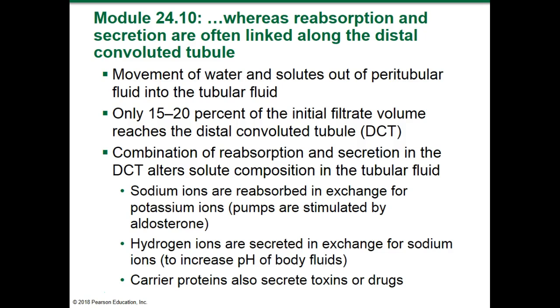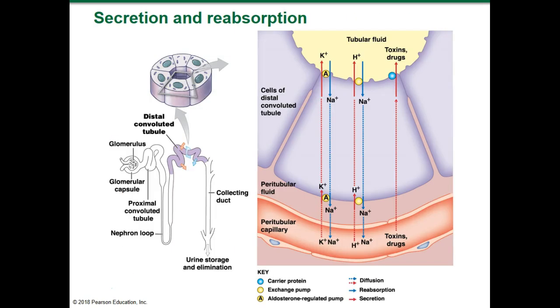Carrier proteins also secrete toxins or drugs. So at this point in the distal convoluted tubule, if we have extracted some toxins or drugs out of your system, we're going to put them into the urine at this point. So again, this is the graphic showing all of what we just talked about. We're at the distal convoluted tubule. Notice we've got things going both directions. We're pulling out sodium, but we're putting in potassium, hydrogen ions, toxins, and drugs. That's at the distal convoluted tubule.